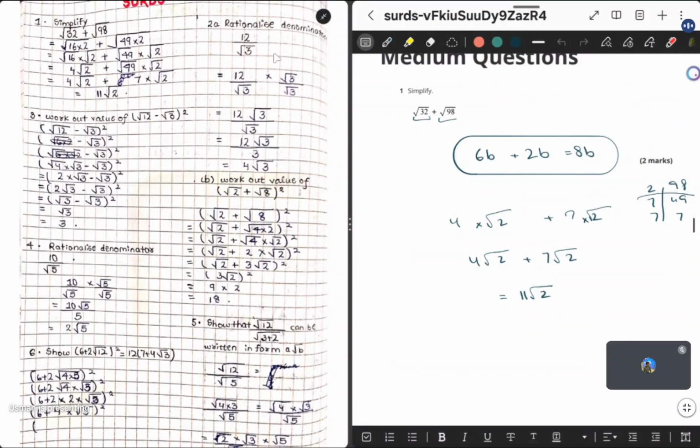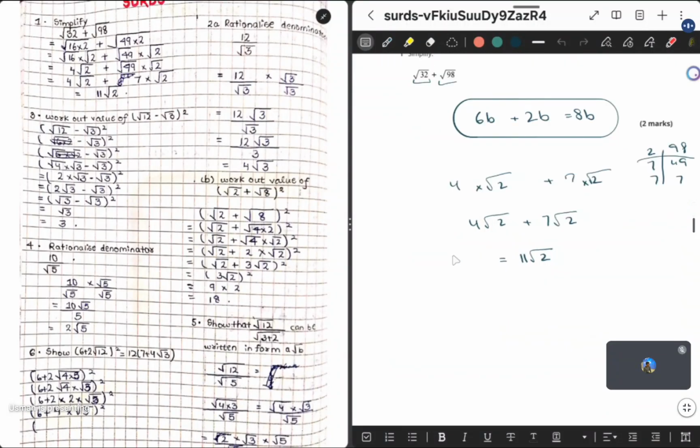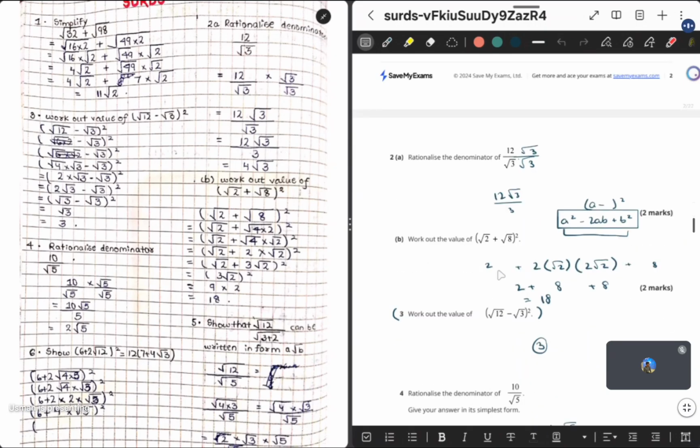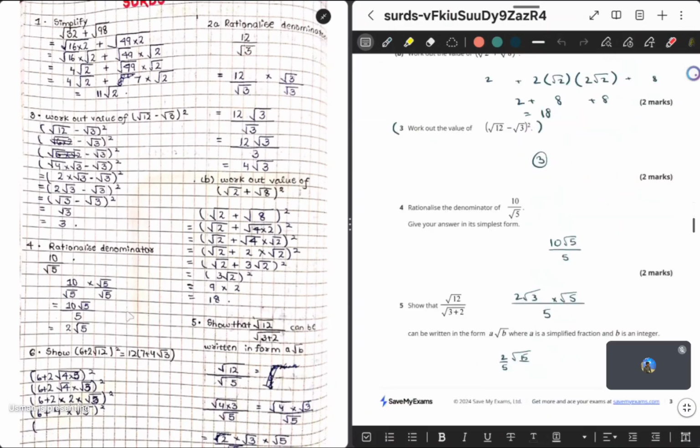This is done right. This is also done right. Okay, so you'll be left with, right. Good. Then you have 3 as the answer here. And you got 18 here. And you got 2 root 5. Good.